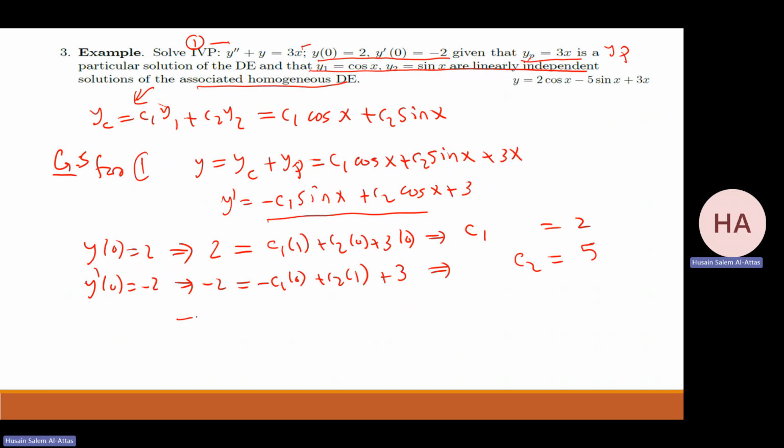So right away, the general solution will be Y, or the particular solution. Now it's a particular solution. It's not a general solution anymore. Only the particular solution. So the solution Y will be 2 cosine X plus 5 sine X plus 3x. So this should be plus, sorry about that.